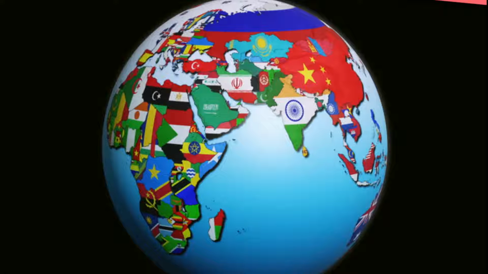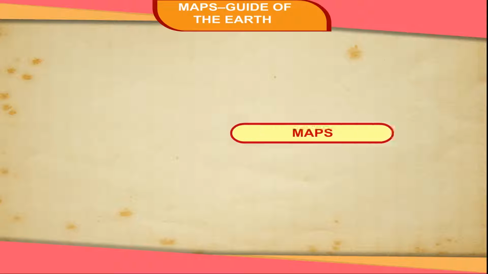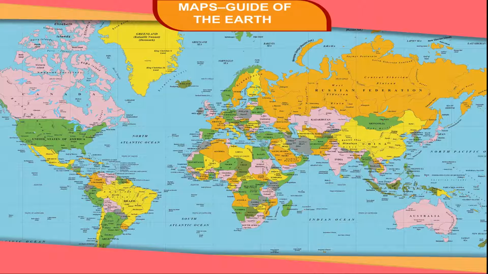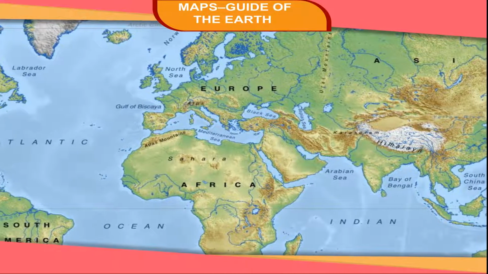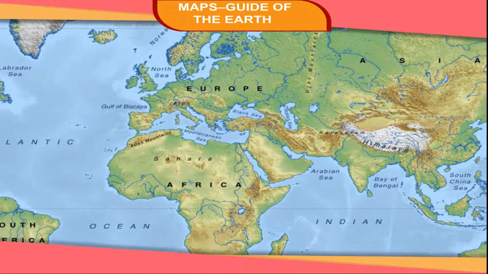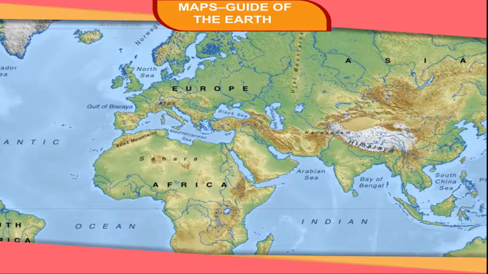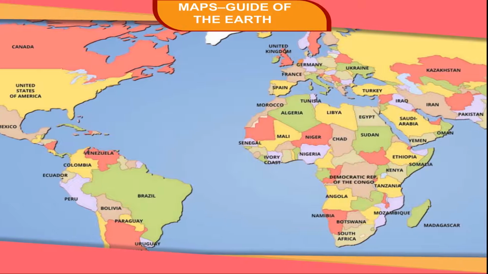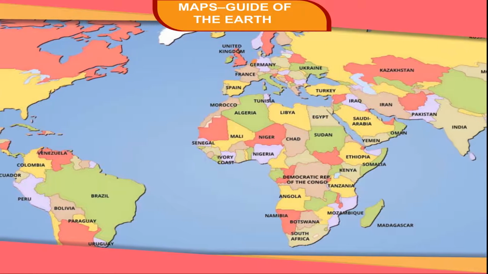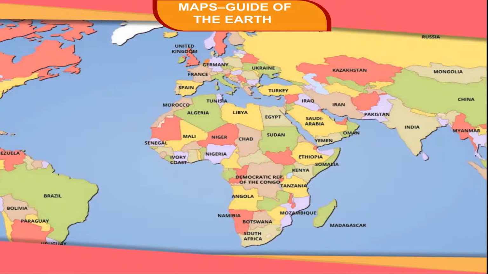To overcome these disadvantages, we use maps. Maps. A map is a representation of the Earth's surface or part of it on a flat surface. It can be drawn on paper, on a wall, or on a board. Maps can show countries and cities of the world in great detail. Physical maps show physical features of continents, plateaus, plains, rivers, lakes, oceans, etc. Political maps show the boundaries of different countries, states, capitals, major cities, etc.